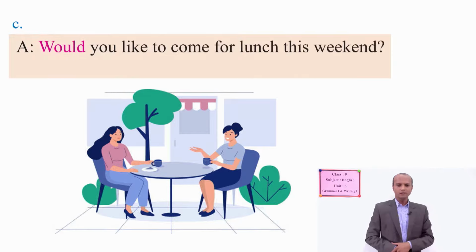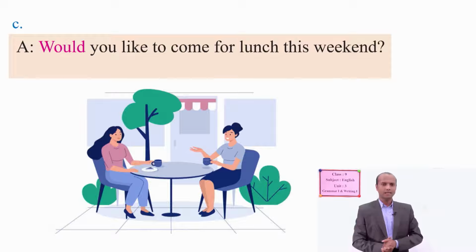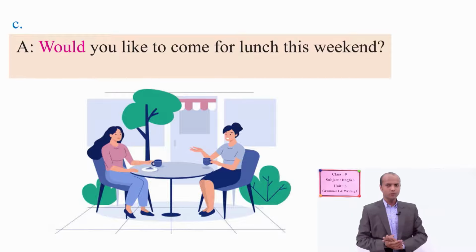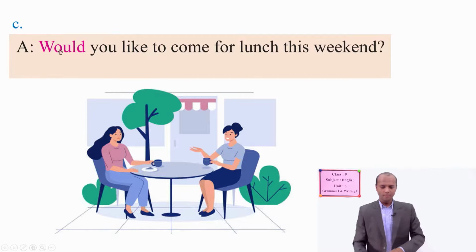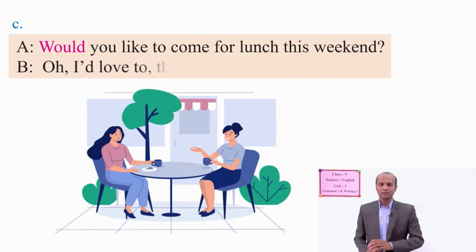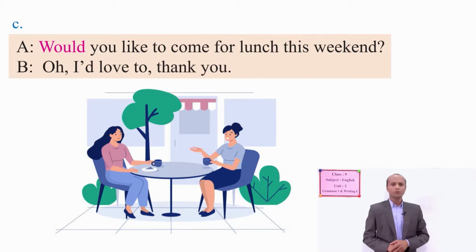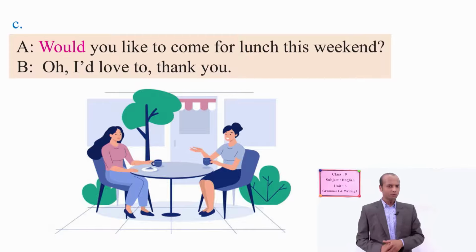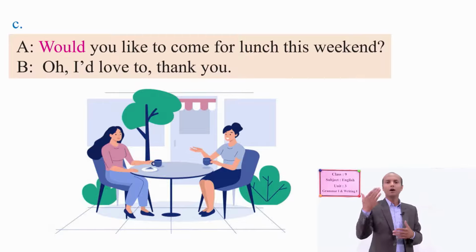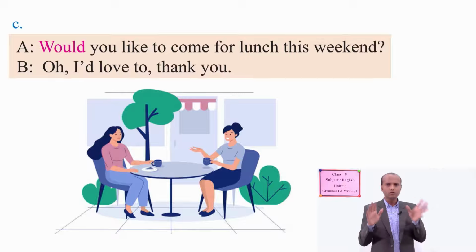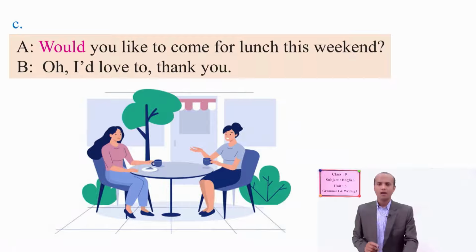So let's see another dialogue. Can you guess what these ladies are talking about? Good. So the lady A, or the first lady, says, would you like to come for lunch this weekend? Look, would is highlighted. And another might reply, oh, I'd love to, thank you. So she accepts the offer to visit or to have lunch together. Got it?